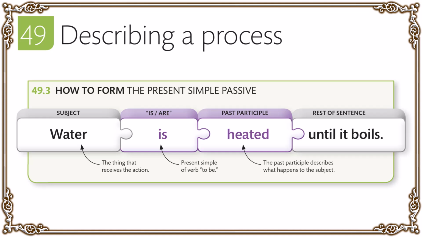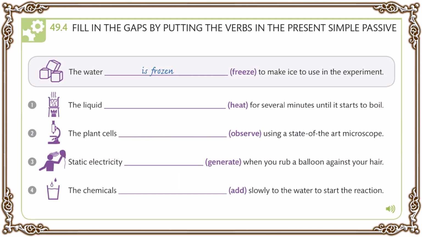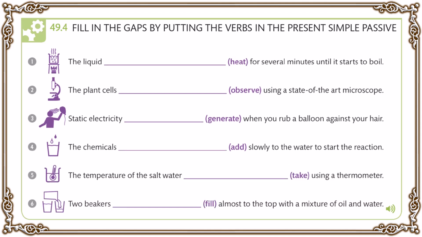Water is heated until it boils. The water is frozen to make ice to use in the experiment. The liquid is heated for several minutes until it starts to boil. The plant cells are observed using a state-of-the-art microscope.